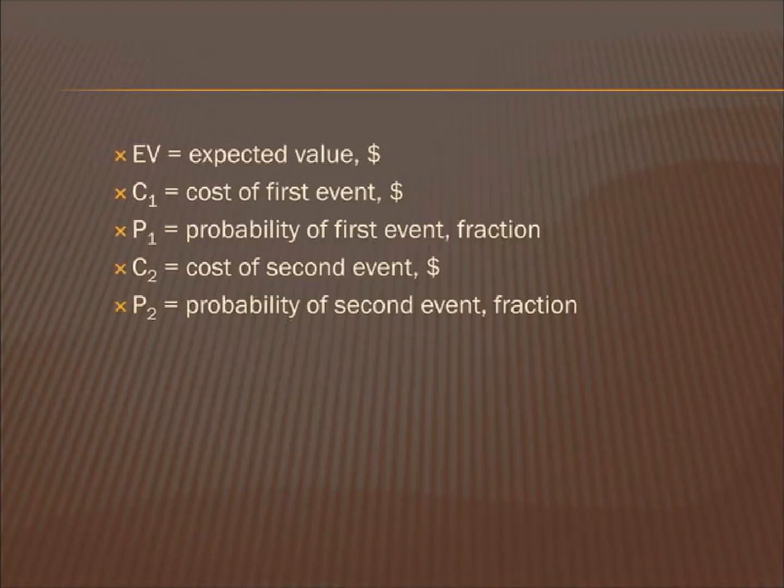Expected value is the anticipated economic outcome of a project, calculated by adding the cost of the first event multiplied by the probability of the event and the cost of the second event multiplied by the probability of the event. Variables C1 and P1 signify the cost and probability of the first event respectively, while variables C2 and P2 signify the cost and probability of the second event respectively.